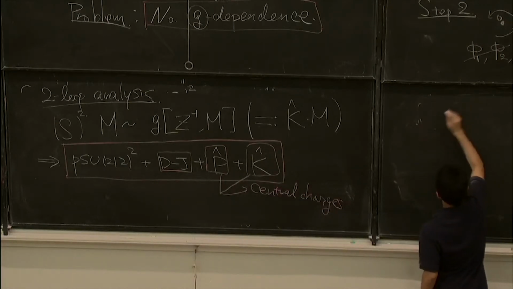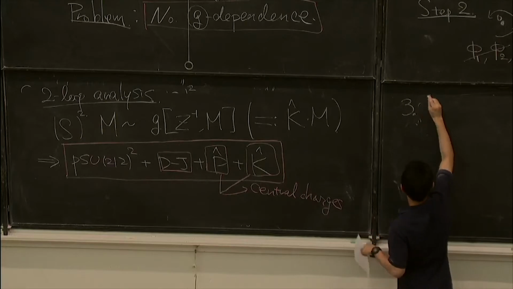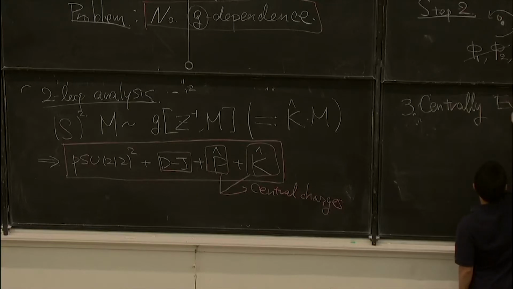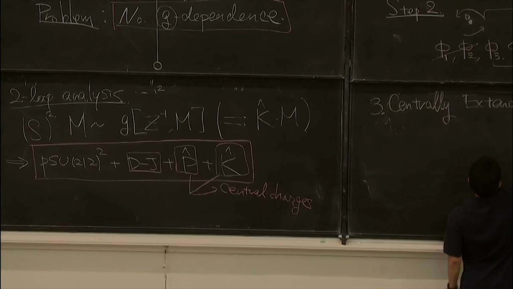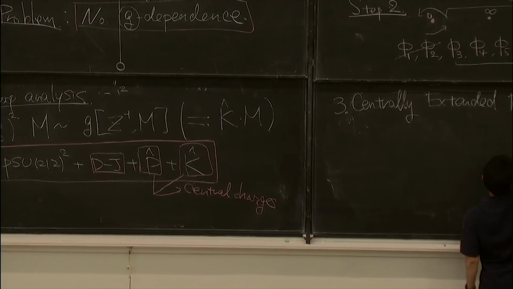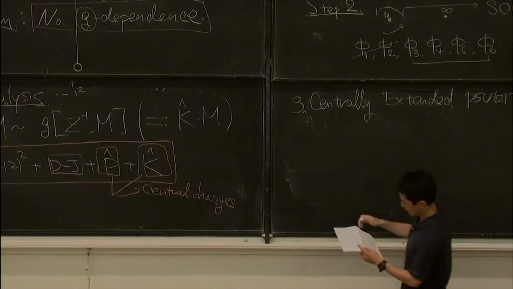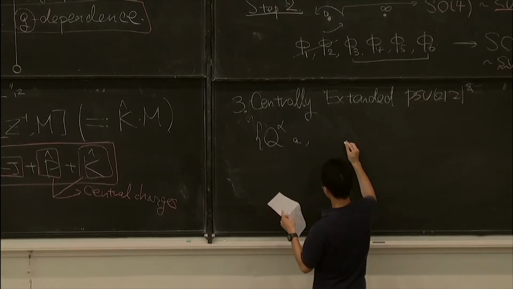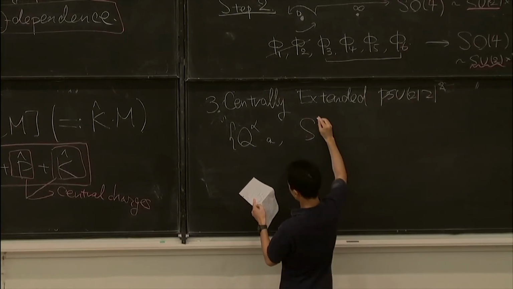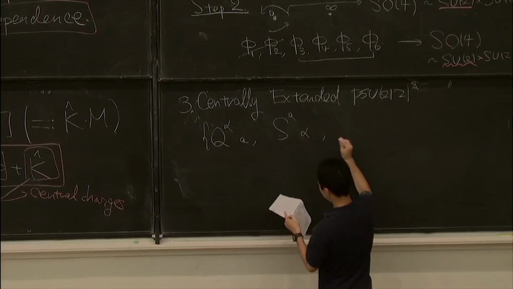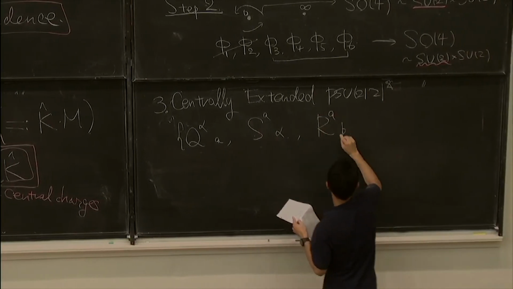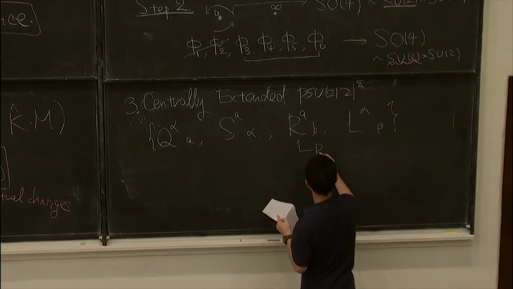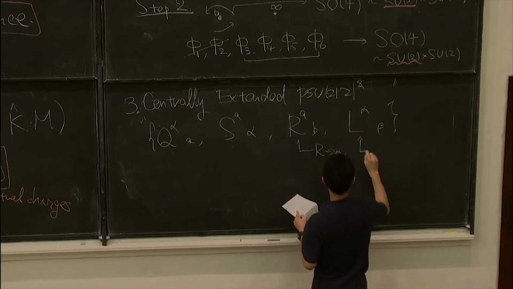Okay, so let's first go to the next section: centrally extended PSU(2|2) squared. The original PSU(2|2) squared contains the supersymmetry generator and superconformal generator, and the R symmetry generator and Lorentz generator. So this is R symmetry, and this is Lorentz.